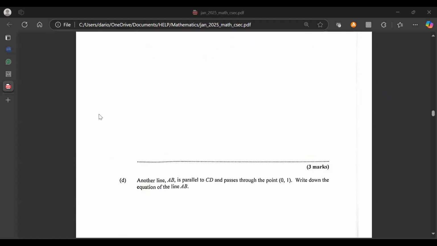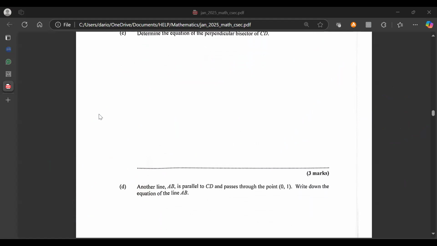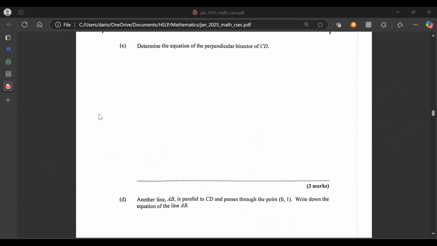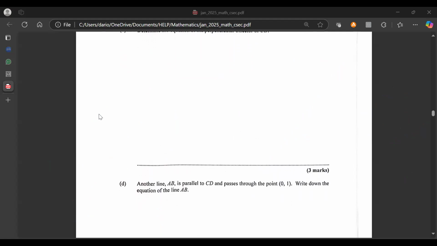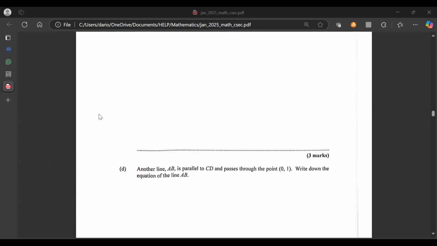All right. I wanted to finish at 1:45, but another line, AB, is parallel. All right, so there's another line that is parallel to CD and passes through the point (1, 0, 1). Write down the equation of AB. Look at the information. So I'm going to draw it out just to give you an idea.